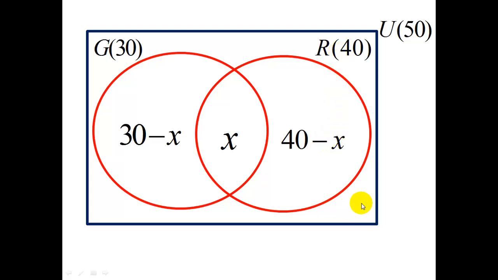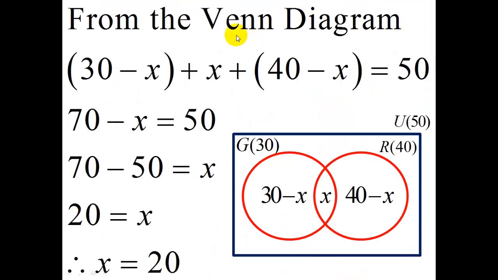Now the region D equals 0, because each trader sells at least one of the items. The fourth region equals 0. So when we add these three regions, the result should be equal to 50. From the Venn diagram, we add all the three regions. We have 30 minus X plus 40 minus X, and this is equal to 50.